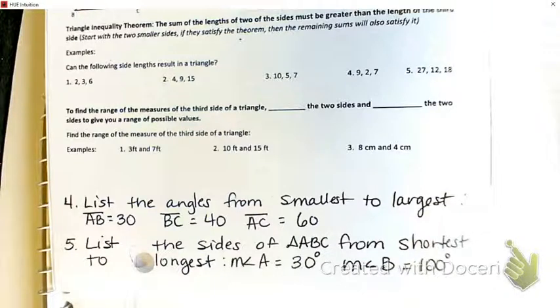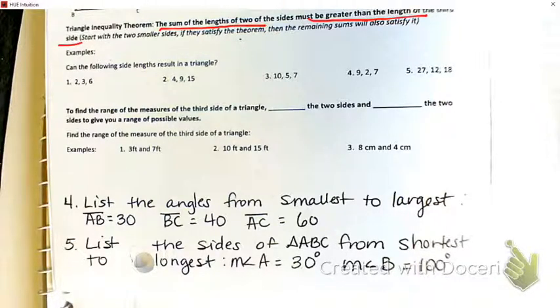So what we just found out is that the sum of the lengths of two sides must be greater than the length of the third side. So that's what it says. Start with two smaller sides. If they satisfy the theorem, then the remaining sums will also satisfy it.